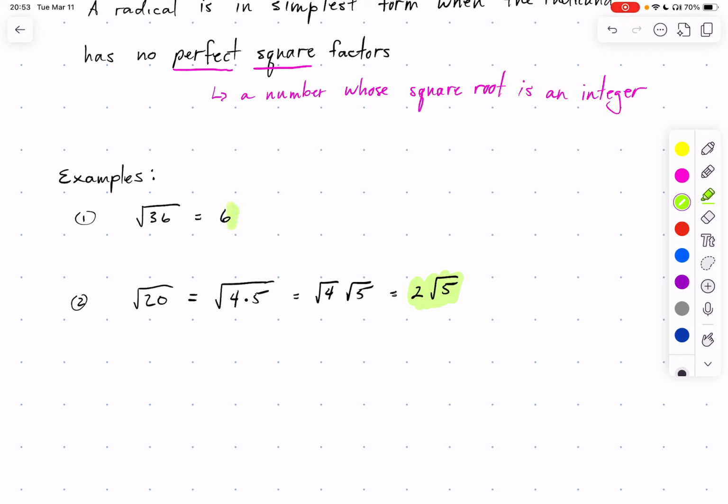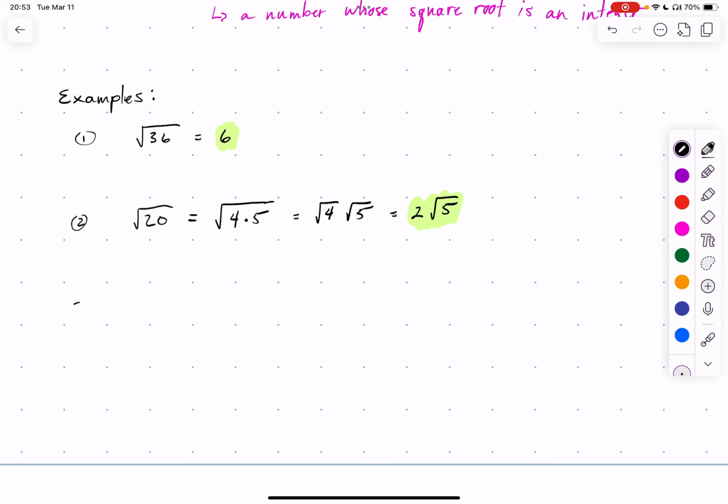And this is the simplified form of square root of 6. So notice that if you were to go into your calculator and put in square root of 20 and then 2 times the square root of 5, you would get the same decimal approximation for both of these. Okay, so they are equivalent numbers, but this is just a simplified form of that. Okay, let's look at another example.